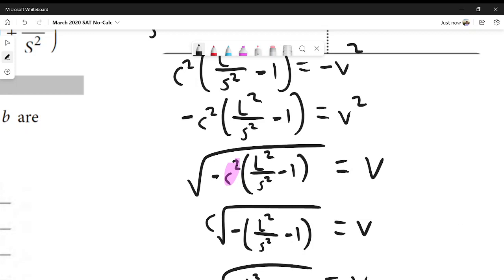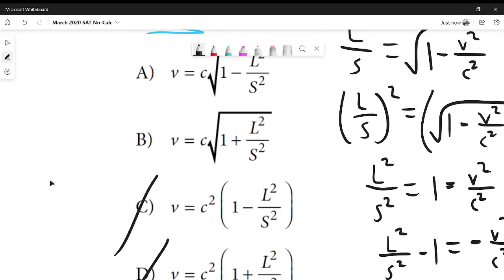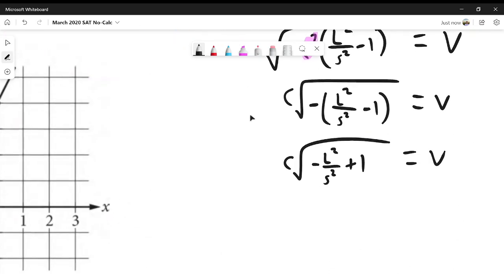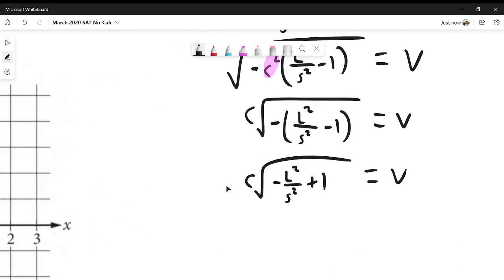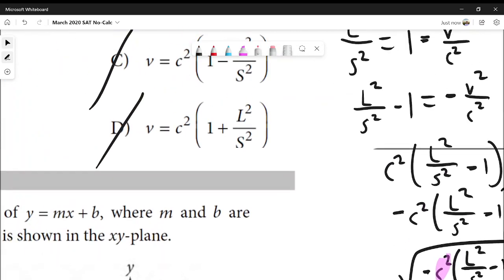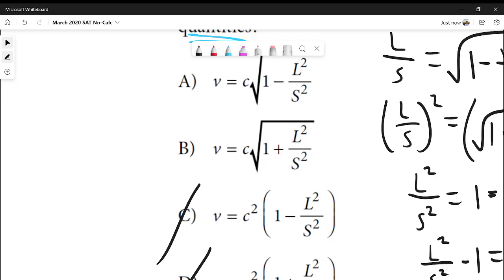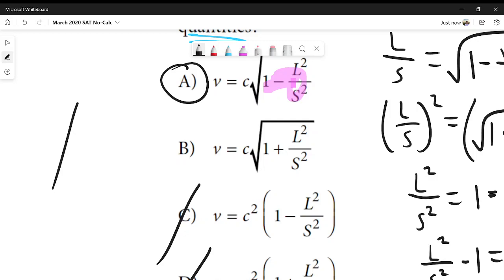So let me just check if that's there. Okay, wait. Oh wait, okay, you can also write this as c times the square root of 1 minus L squared over S squared. That's equal to v. And so I think that's the final answer. But let me check real quick. So it's c times the square root of 1 minus L squared over S squared. Oh yeah, it's this one. So it's got to be A. So yeah.